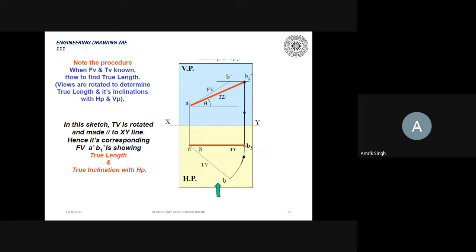Now what is the procedure? How to draw? So this you understand. This is very important. Note the procedure. When the front view and the top view are known, how to draw the true length. ठीक है? So you see the front view is known and this top view is known. So how to draw this? So top view के लिए this beta angle is given.